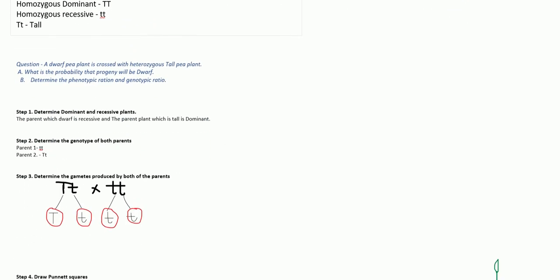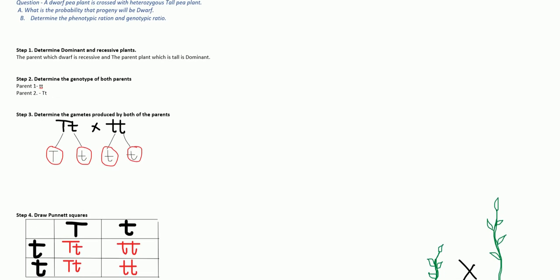I have provided a step-by-step solution so it would be easier for you to follow. For the first step, we need to determine the dominant and the recessive plant. The plant which is dwarf is recessive, and the parent plant which is tall is dominant. Once we have determined the dominant and recessive parent, we need to determine their genotype.